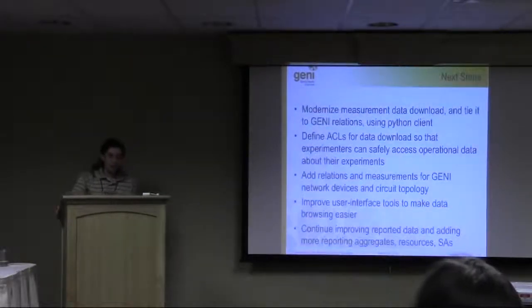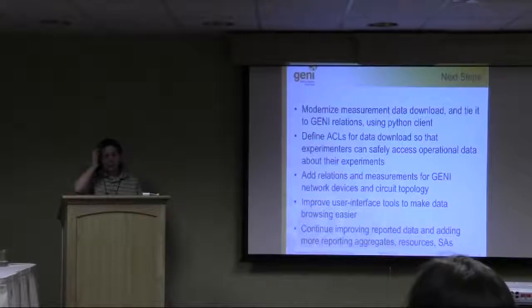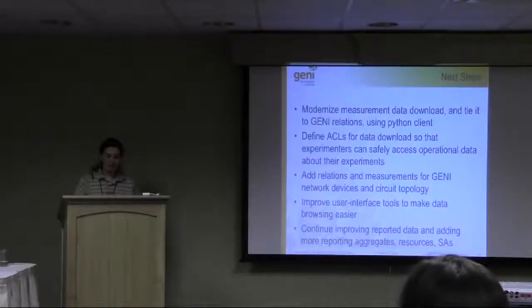What do we want to do next? I mentioned that right now downloading measurements is a little bit hairy. We would like that to be using the same Python client and the same API that we can use to download the relational data, so we want to get there. Right now, ACLs for the data download are all or nothing, which is an okay match for operators. It's not a great match for experimenters. So we want to fix that so that we can also encourage experimenters to be doing this kind of command line download and getting information about their experiments.